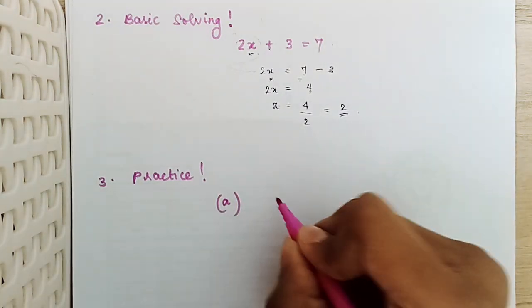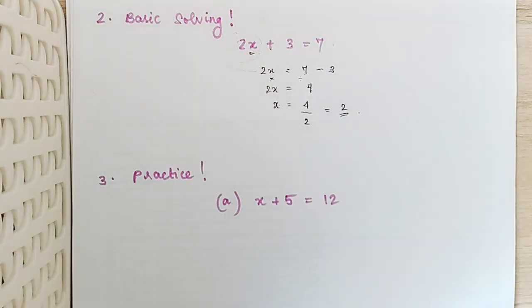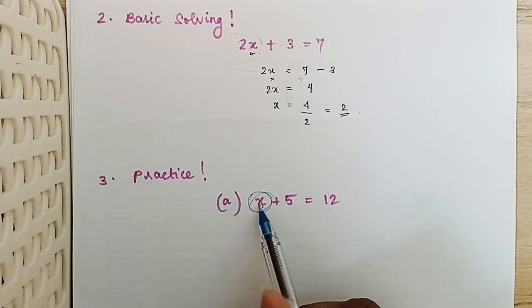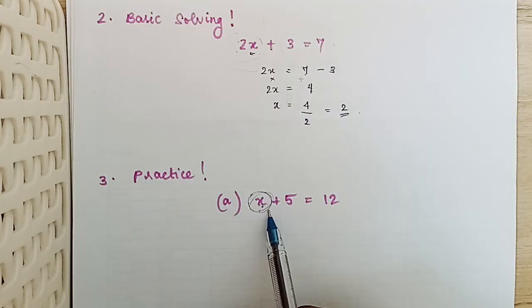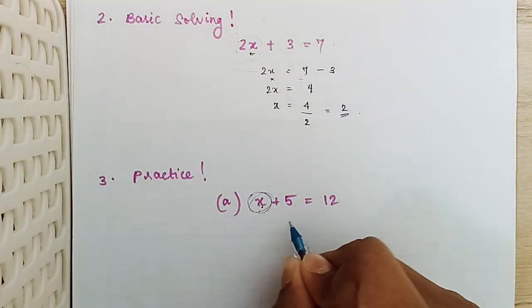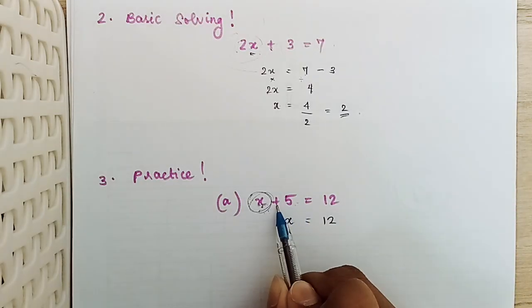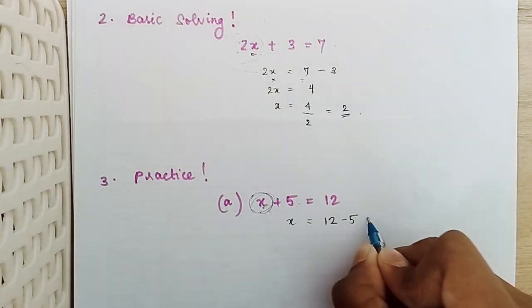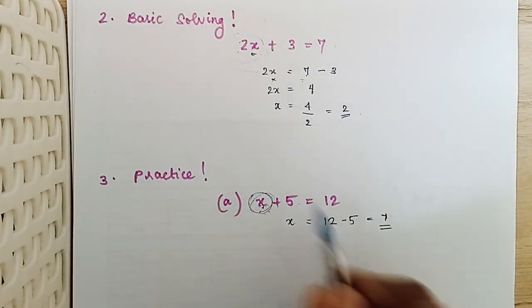Let's take this equation. x plus 5 is equal to 12. So again, what do we need to find? We need to find the value of x. Again, x is alone over here. It doesn't have any partner. See here, it had 2, but here it is alone. So we leave x as it is and we take 5 to the other side. So x is equal to 12. Since 5 is positive on this side, it will be negative on the other side. So that will be 12 minus 5, which will be equal to 7. So the value of x in this equation is 7.